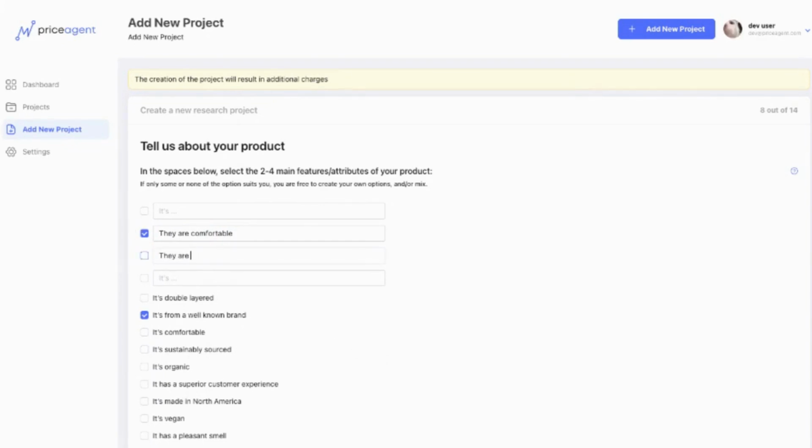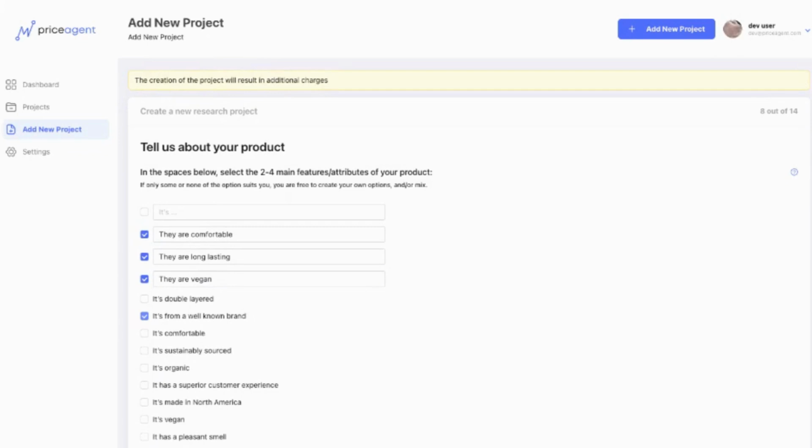All of these attributes that I'm selecting, we will be able to see what customers want to pay the most from, that they're comfortable or that they're from a well-known brand. And you will also be able to see different demographics such as, will young men be more inclined to pay for a more well-known brand or that they're comfortable? What is the driving force behind your customer's purchasing decision?